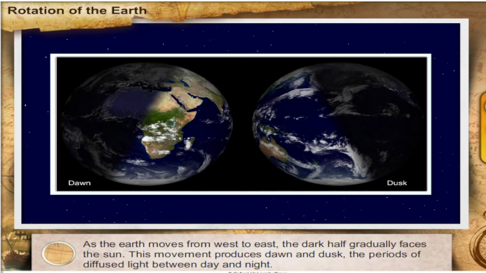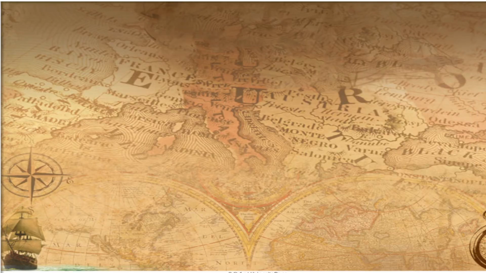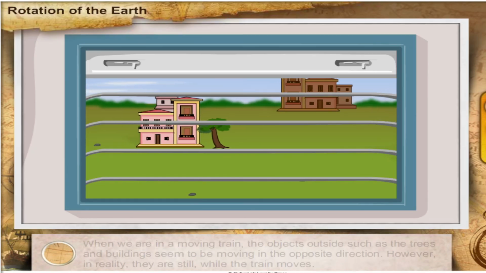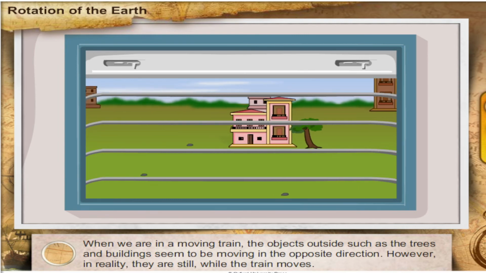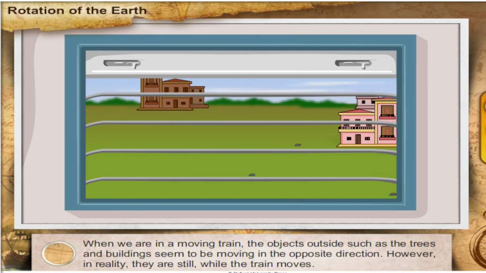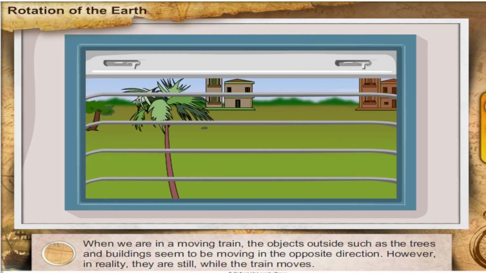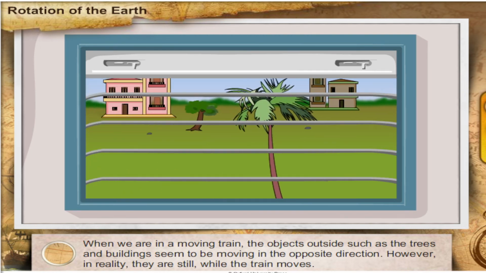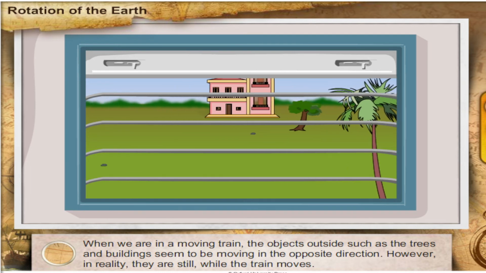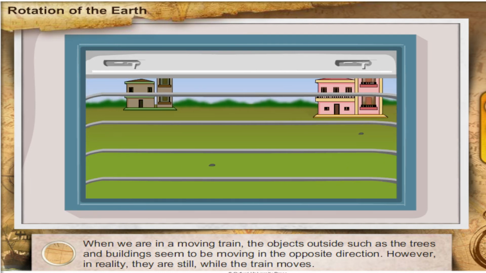As the Earth moves from the west to east, the dark half gradually faces the Sun. This movement produces dawn and dusk, the periods of diffused light. When we are in a moving train, the objects outside, such as the trees and buildings, seem to be moving in the opposite direction. However, in reality, they are still, while the train moves.